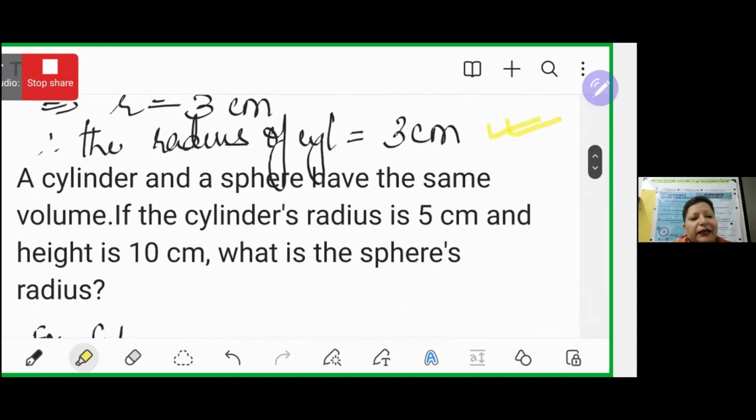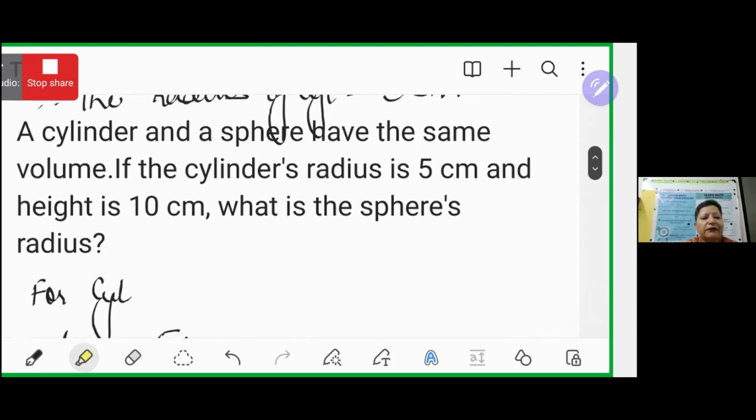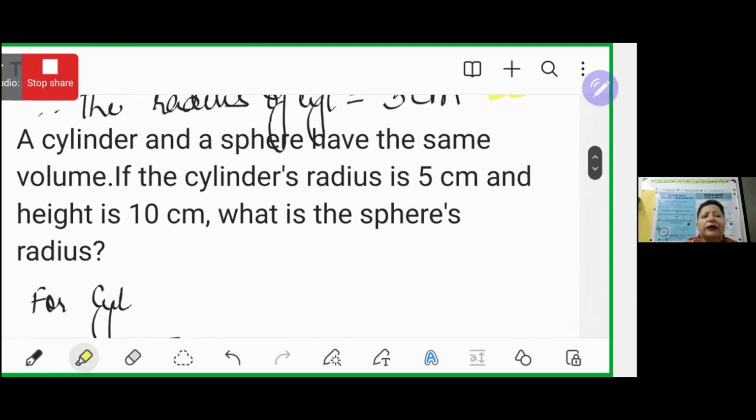A cylinder and a sphere have the same volume. What was the volume of a cylinder? Pi r square h. What was the volume of a sphere? 4 by 3 pi r cube. So if the cylinder's radius is 5 centimeters and height is 10 centimeters, given the radius as 5 and height as 10, do you all agree that we can actually find out the volume of the cylinder?